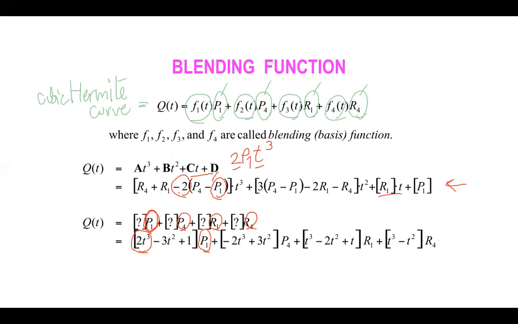Okay, I do it step by step. Minus 2 minus P1 T raised to the power 3, so you get plus 2 P1 T raised to the power 3. But this one is equal to plus 2 T raised to the power 3 P1, right? So this Hermite curve, we want to write it in terms of P1. So we want to make these two equations equate.